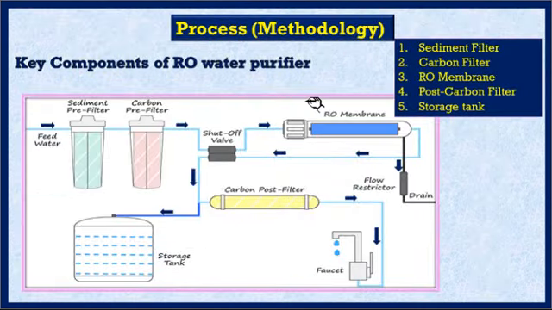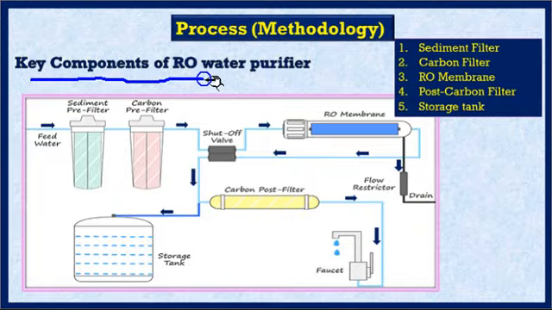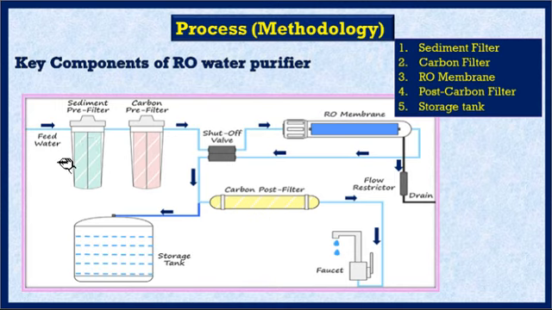Now, how is this process carried out? Before moving towards the process, we must know the key components of the RO water purifier. The main key components are five: first, sedimentation filter; second, carbon filter; third, RO membrane filter; fourth, post carbon filter; and the storage tank. Let us discuss one by one.